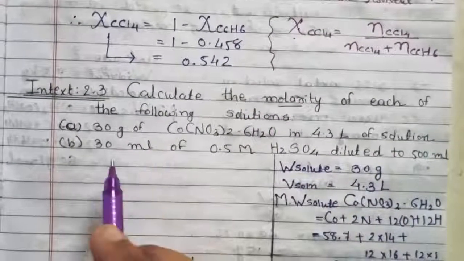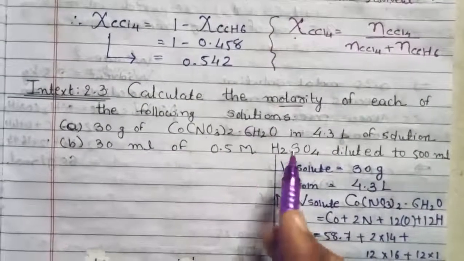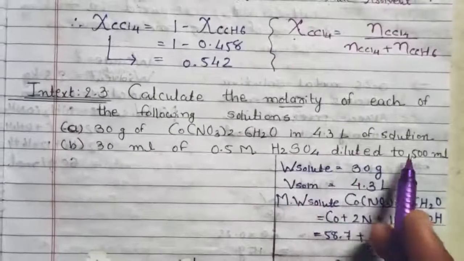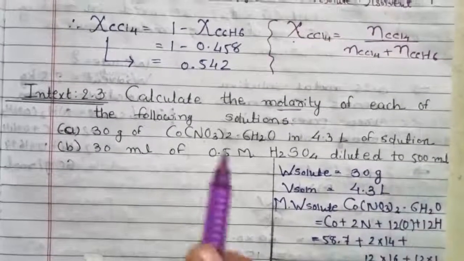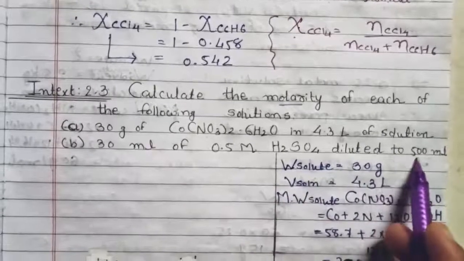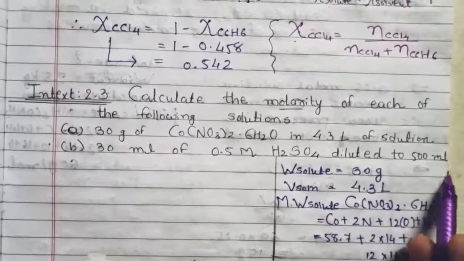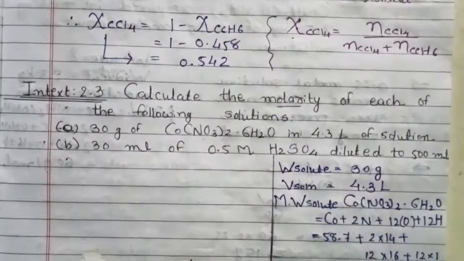और सेकंड जो क्वेश्चन है, इन विच 30 ml ऑफ 0.5 मोलर H2SO4 डाइल्यूट टू 500 ml. सही है कि अगर हम 30 ml इतने मोलर H2SO4 के सॉल्यूशन को 500 ml तक डाइल्यूट करें तो उसकी मोलारिटी क्या हो जाएगी, वो हमें फाइंड आउट करना है.